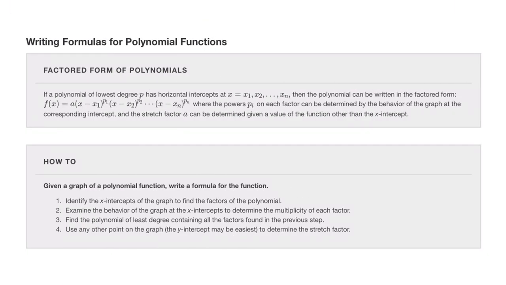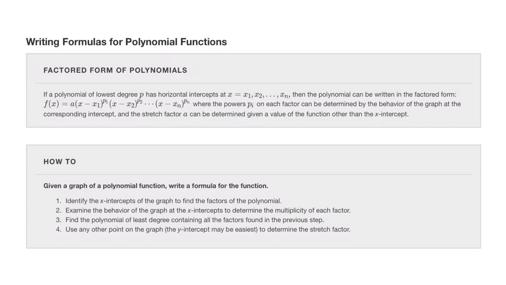Okay, so writing formulas for polynomial functions. If a polynomial of lowest degree p has horizontal intercepts at the given x values, then the polynomial can be written in factored form, okay? Where the power p_i on each factor can be determined by the behavior of the graph at the corresponding intercept, and the stretch factor a can be determined by using a value of the function other than the x-intercept.